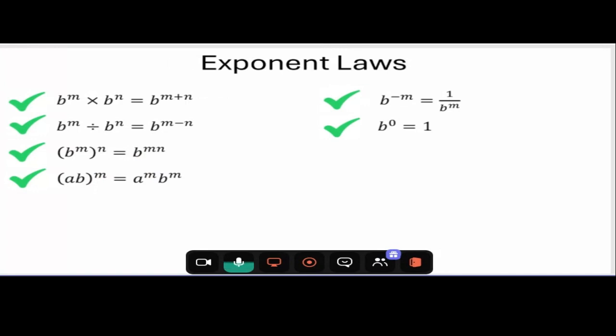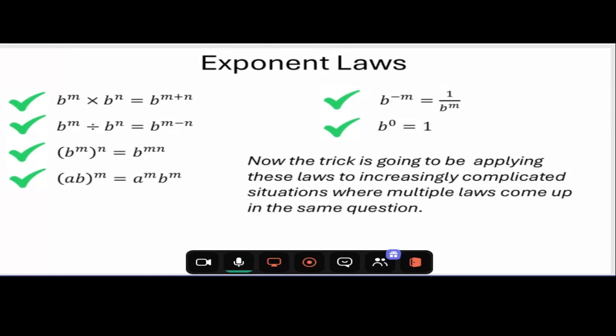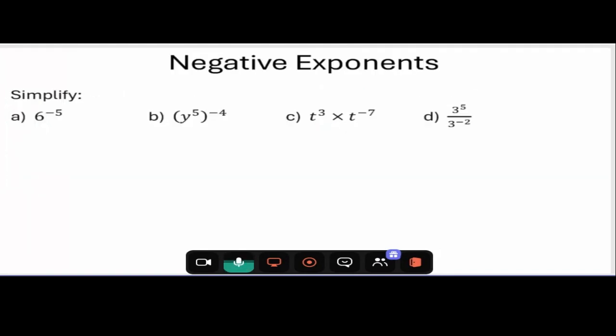So we've covered all the rules. We're going to do some practice still on this last one, but we've now explained all 6 of those rules that you're going to be making use of. And the trick is going to be applying them. And again, as they mix them up on you, they put multiple ones in the same question. So let's try some of these with our negative exponents.